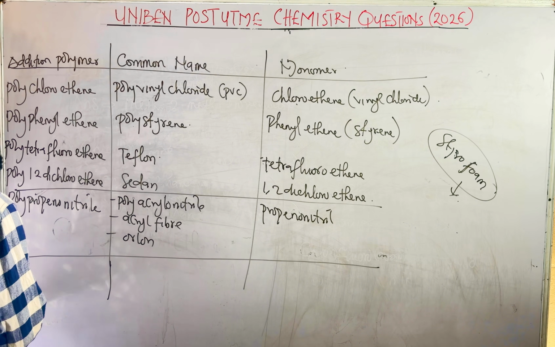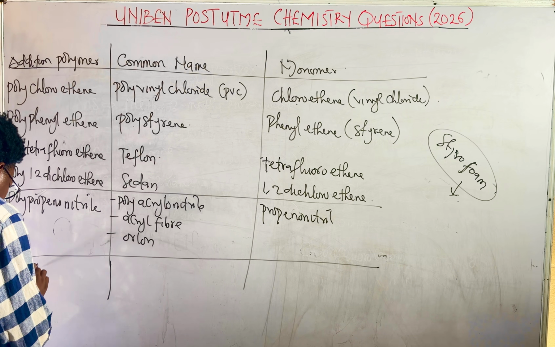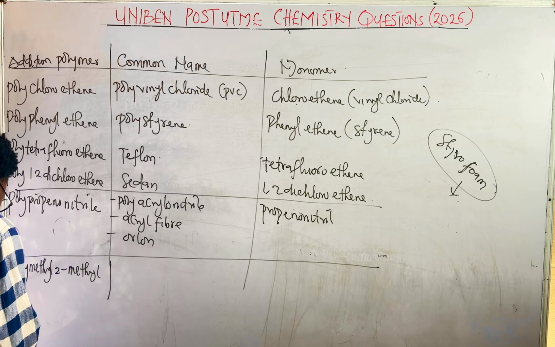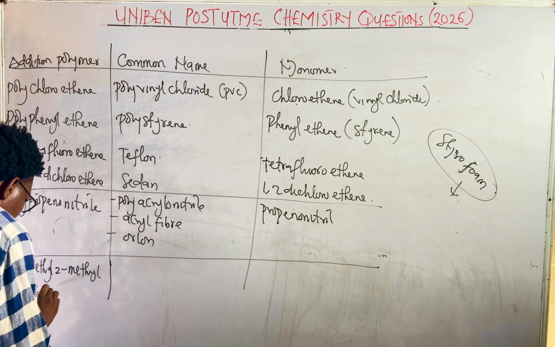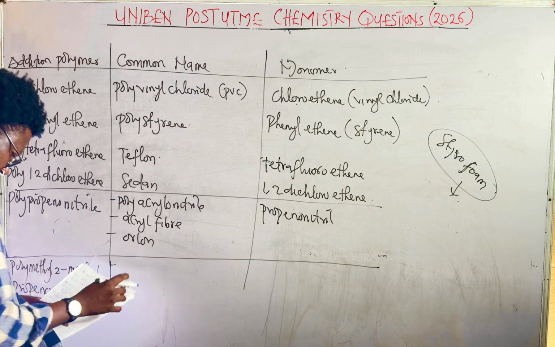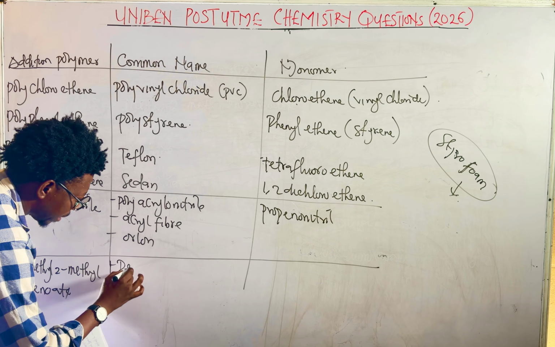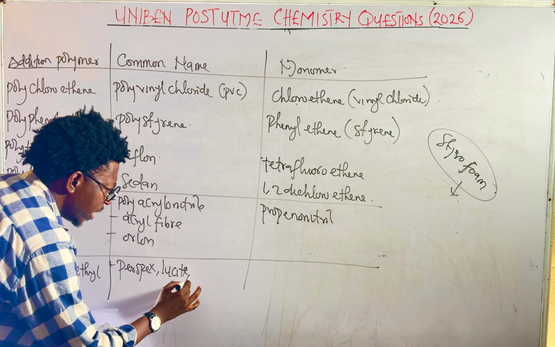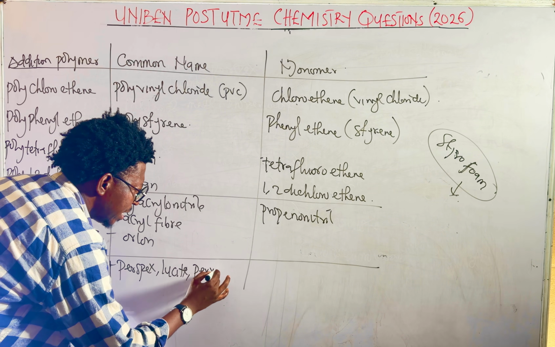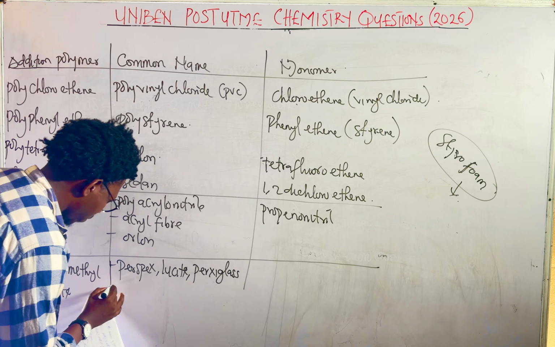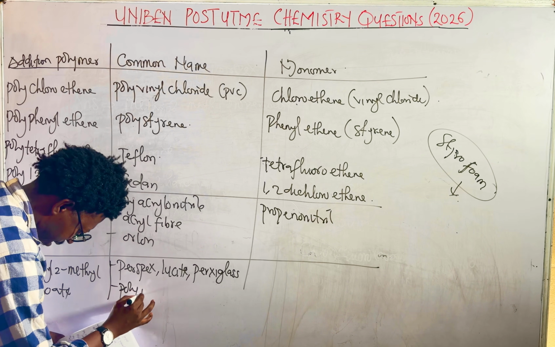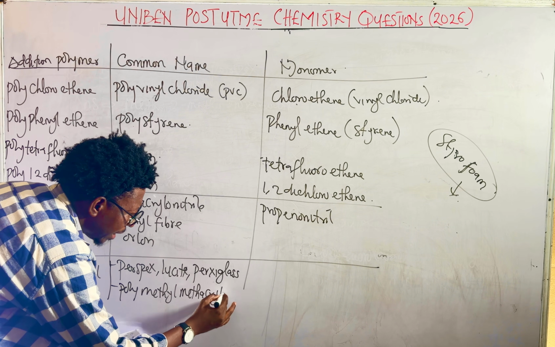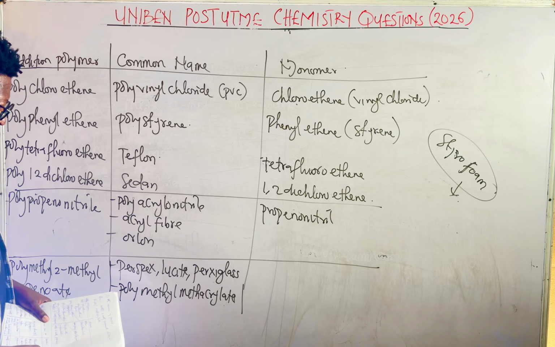Then the one they brought out yesterday, polymethyl 2-methyl propenoate. Now, this is also called PMMA. PMMA is also called Lucite. Take note of that. It's also called Perspex glass. Now, we can also call it polymethyl methacrylate. Take note of this.